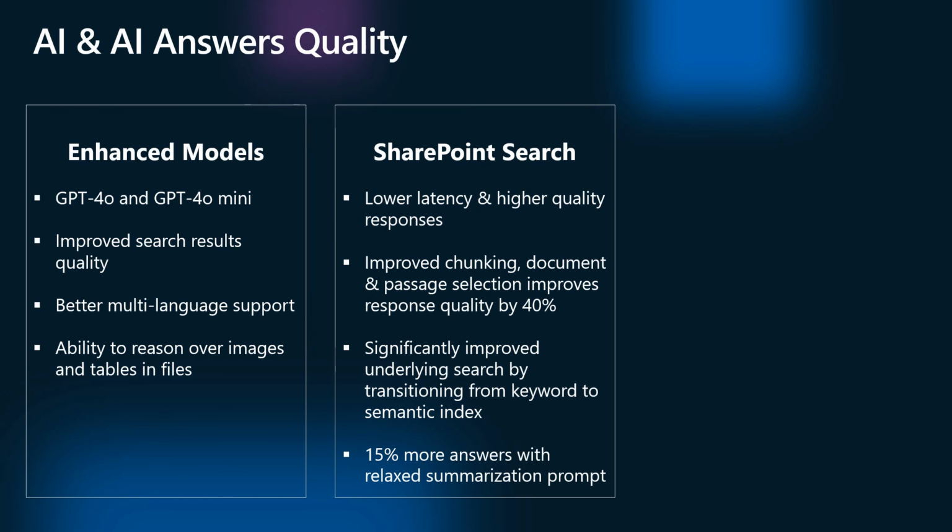The second area is the quality of SharePoint answers. Microsoft made a significant investment in how to chunk SharePoint files and how to select the most relevant chunks, and this has improved the quality of AI responses by more than 40%. Microsoft also shifted to a new semantic index search for SharePoint, versus the basic lexical keyword-based search in the past. This allows the system to return far more relevant results for the RAG pipeline, dramatically improving AI answer quality.